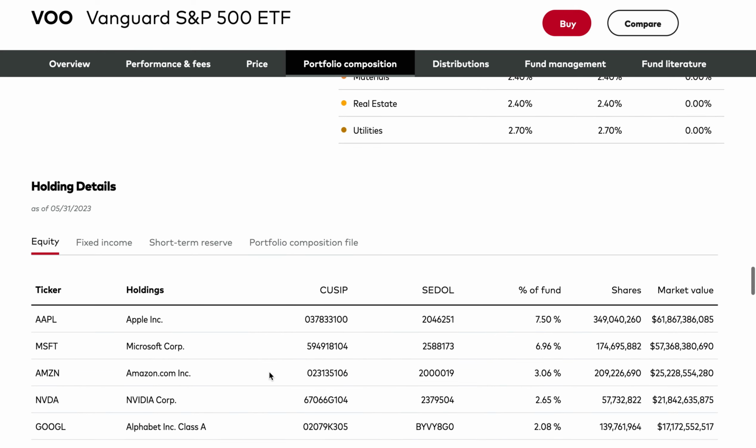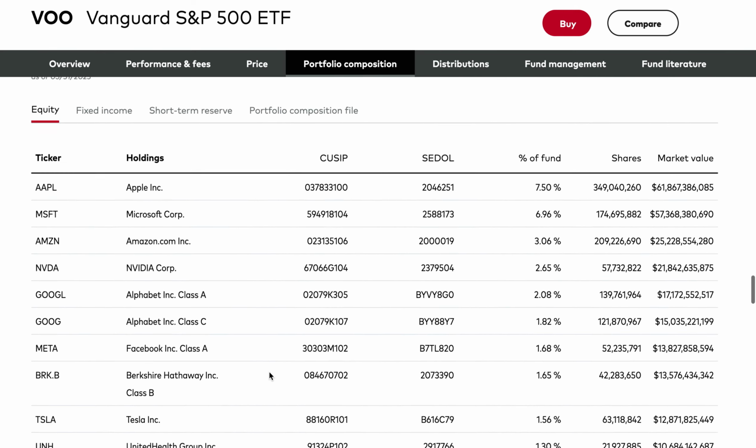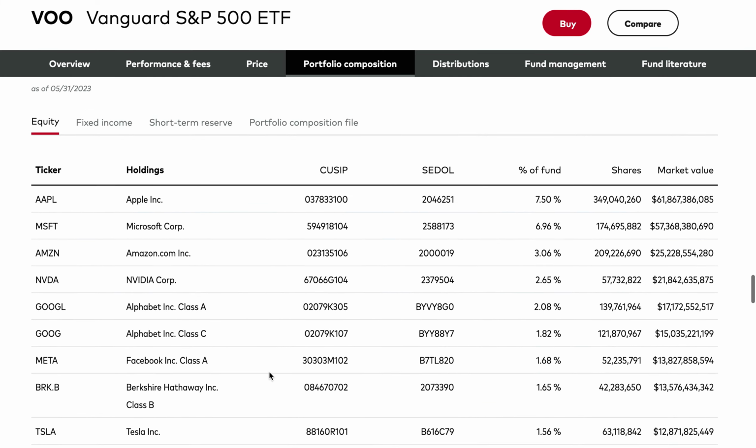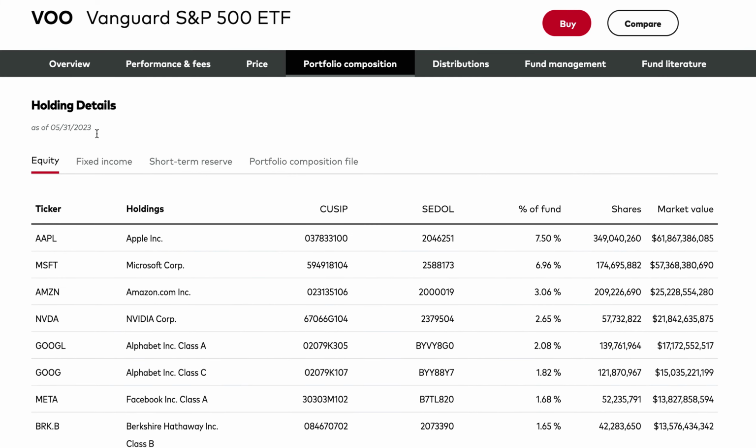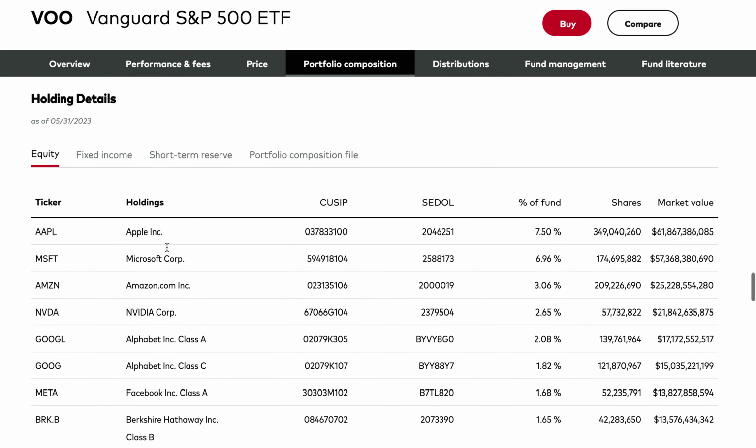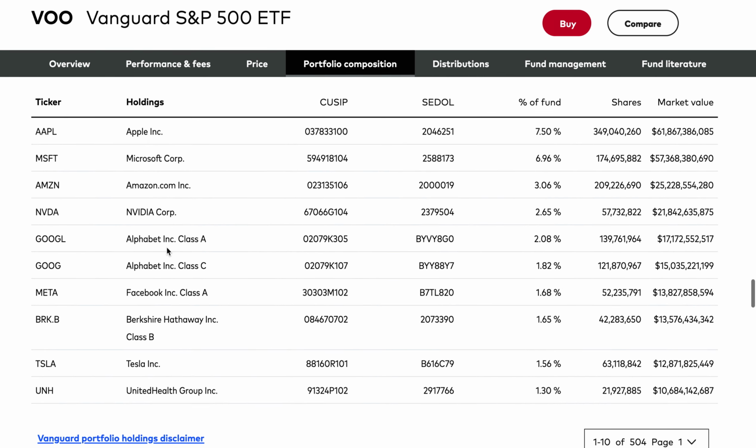So for the actual holdings detail, I believe we're going to see the top 10 holdings. Yeah, so top 10 holdings here. You can see the holdings right here. The first holding is Apple. Apple makes up about 7.5% of this total ETF.